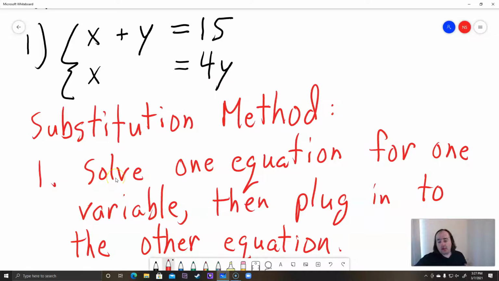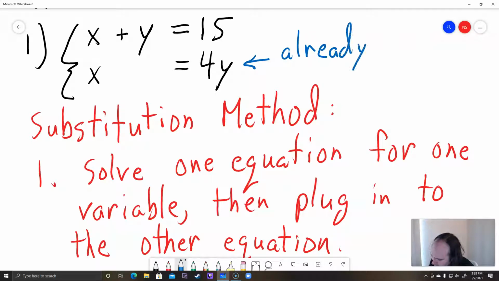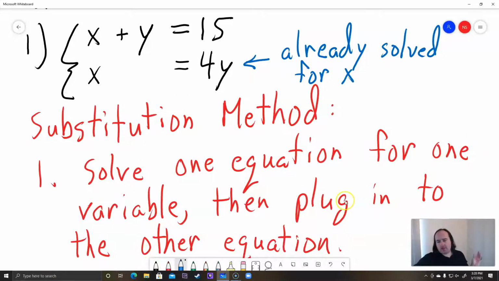Now, if one of the equations is already solved for one variable, we don't have to do that part. Like with this one, if we look at the top equation, it isn't solved because x and y are both on the left side. But the bottom equation is already solved for x. Which means in our first step here, we don't have to solve one equation for one variable. We just need to plug in.